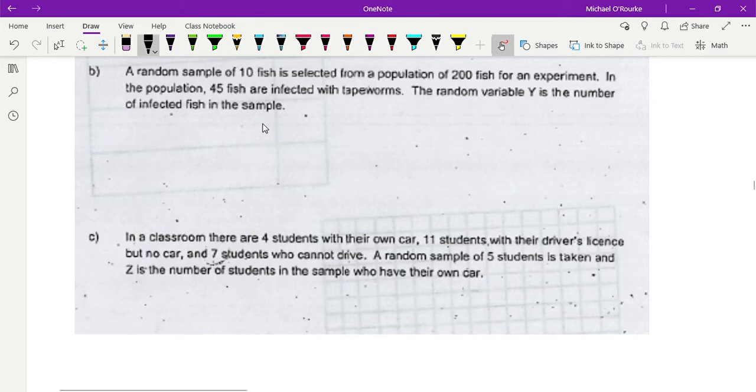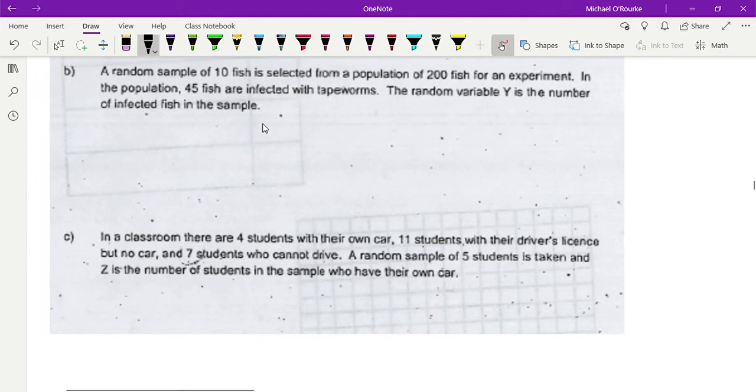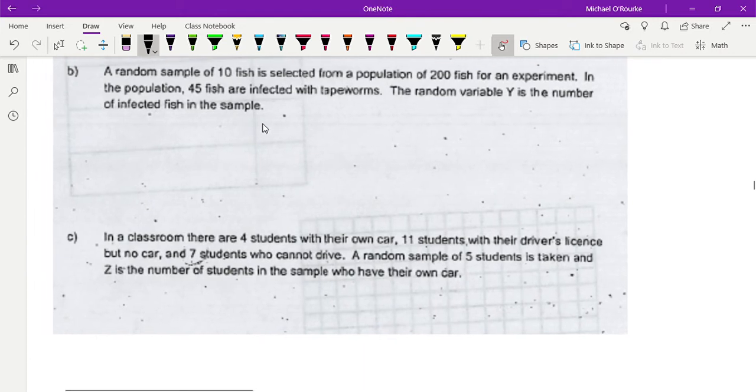Okay, a random sample of 10 fish is selected from a population of 200 for an experiment. In the population, 45 fish are infected with tapeworms. The random variable y is the number of infected fish in the sample. Binomial or hyper? Hyper. Why? Sample. Good.